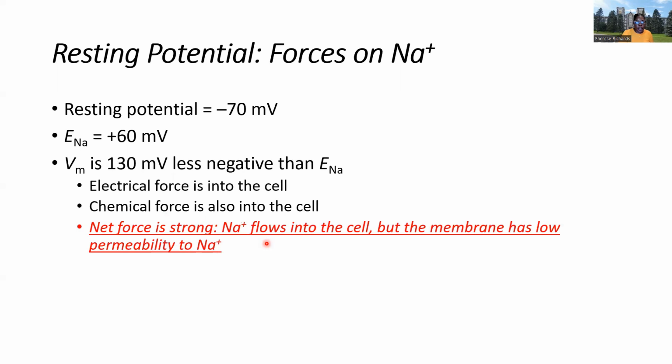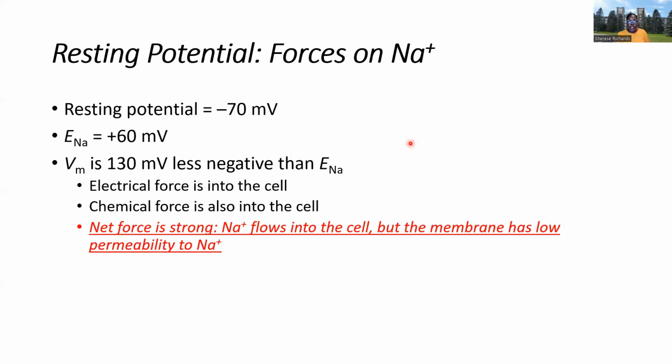All right. Okay, let's take sodium into account. So sodium is the opposite. Sodium has an equilibrium potential of +60 millivolts, which is way on the other end of the spectrum, right? First of all, it's positive, but also it's really a larger magnitude. Again, resting value is -70. And so when the cell is at rest, the membrane potential is 130 millivolts less negative than the equilibrium potential for sodium. So it's 130 millivolts away from where sodium is at home, where sodium is comfortable.